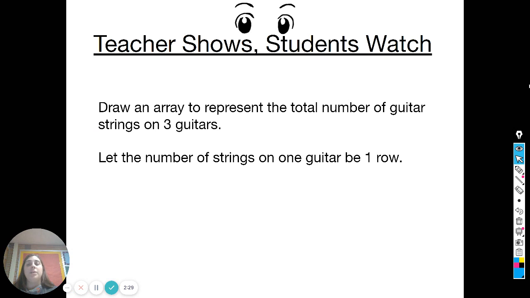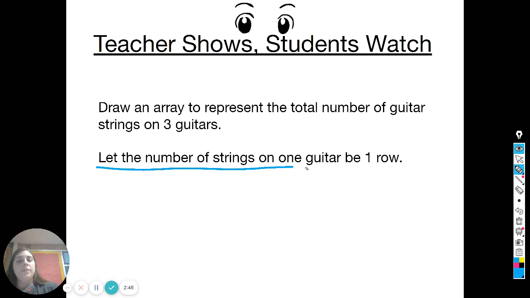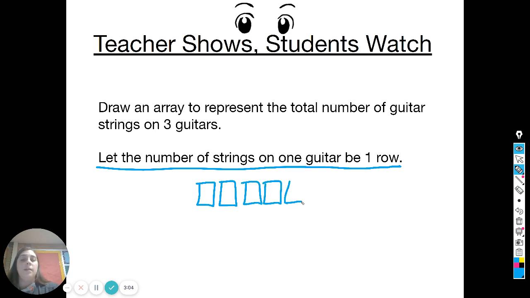So first up, I am going to draw an array to represent the total number of guitar strings on 3 guitars. I don't know much about guitars, but our guitar strings for this example are going to have 6 strings. So let the number of strings on one guitar be 1 row. So if I'm saying that each row is the number of strings on one guitar, and I'm being told that this guitar has 6 strings, then each row is going to have 6, and I'm going to do rectangles today.